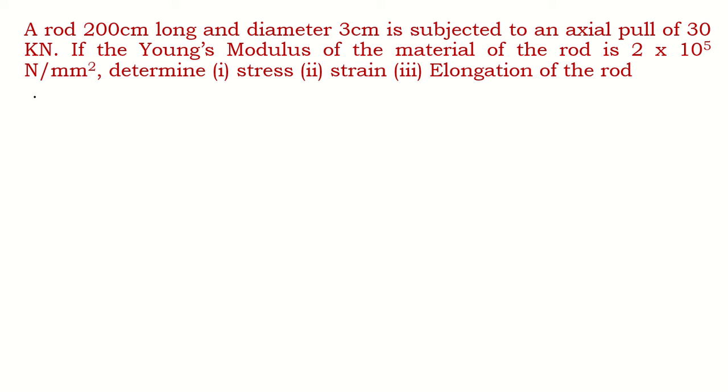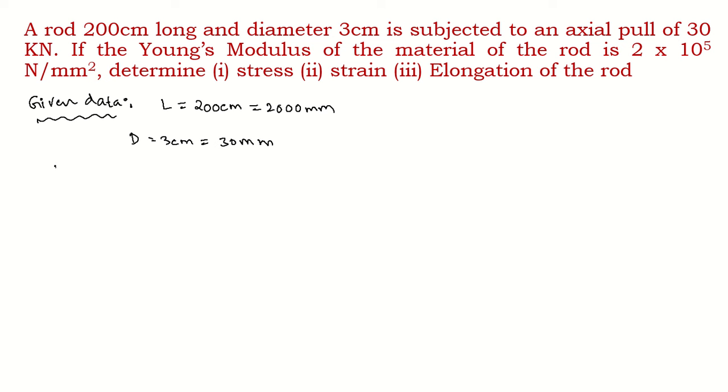So first, let's write the given data. What is he telling? He's telling that the length of the rod L is given by 200 centimeters. So better we will convert this into mm. So this becomes 2000 mm because it is 200 into 10. Next we have the diameter of the rod which is 3 centimeters. I'll convert this again into mm, which becomes 30 mm.